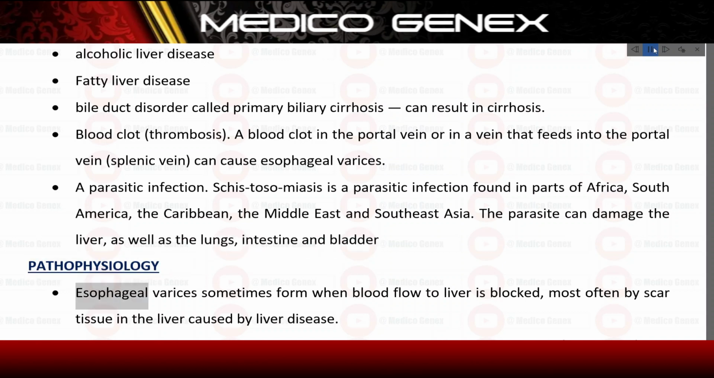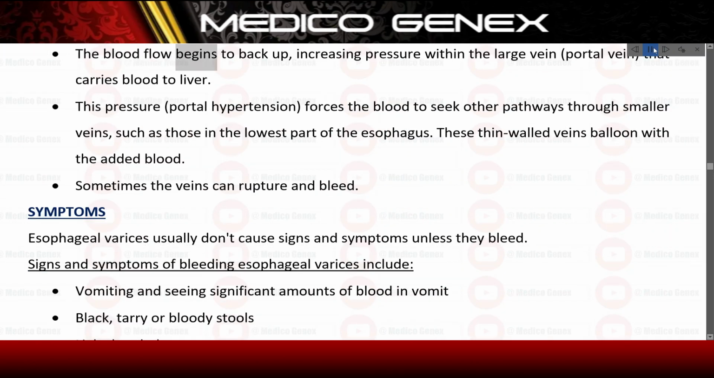Pathophysiology. Esophageal varices sometimes form when blood flow to the liver is blocked, most often by scar tissue in the liver caused by liver disease. The blood flow begins to back up, increasing pressure within the large vein, the portal vein, that carries blood to the liver. This pressure, portal hypertension, forces the blood to seek other pathways through smaller veins, such as those in the lowest part of the esophagus. These thin-walled veins balloon with the added blood. Sometimes the veins can rupture and bleed.